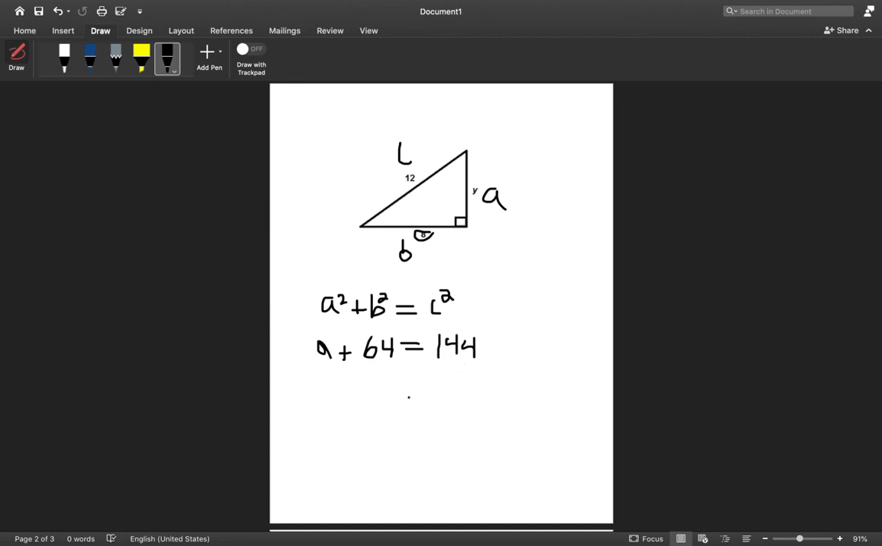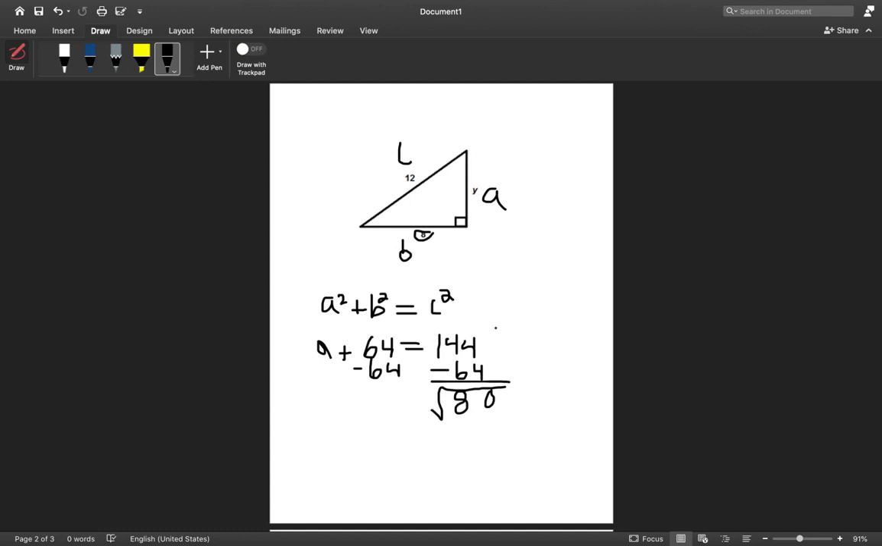So now to the next step. We have to find out A, so we're going to subtract 64 from both sides. And this is going to give us, well, let's see, 4 minus 4 is 0. 14 minus 6 is 8. And that leaves us with 80. And remember, we have to put the square root over it, because this one's obviously not a perfect square.